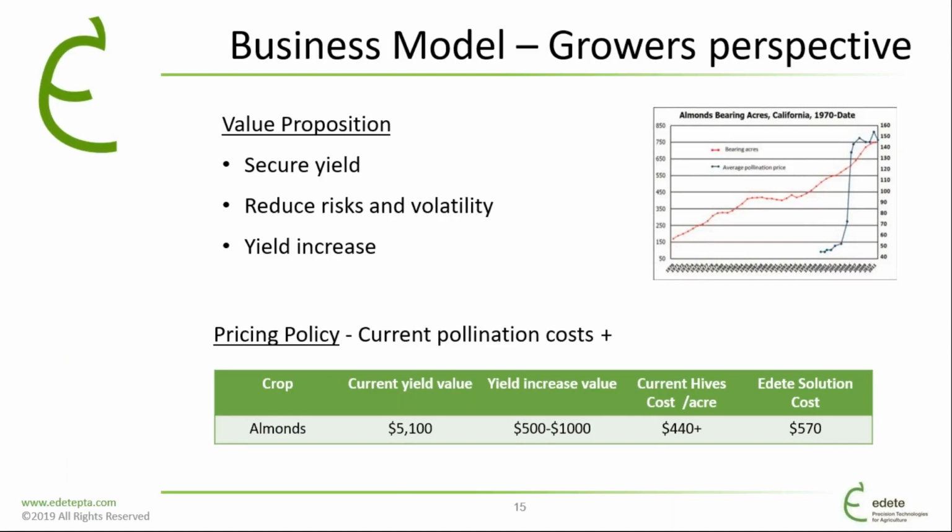Almond growers' income per acre was $5,100 in 2018. The cost of bee pollination is about $440 per acre, and the cost of Edete pollination service as the full replacement to bees is planned at $570 per acre. The grower will pay more for an increase of yield ranging anywhere in between $500 to $1,000 per acre.